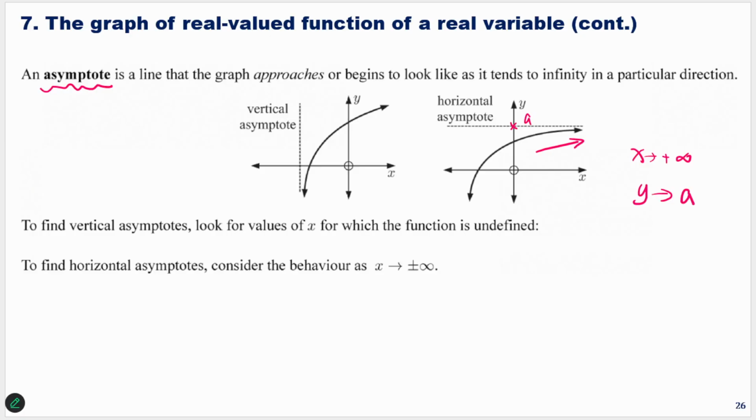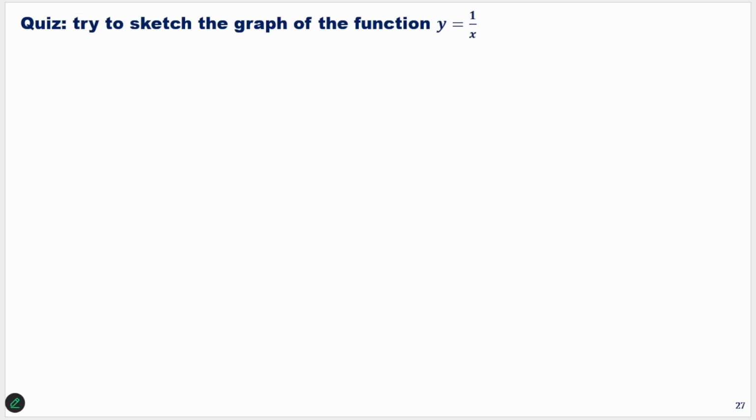Alright, if you don't have any questions, let's consider a quiz. Can you try to sketch a graph of this function? We haven't talked about what type of function it is. It's actually called a power function. But can you give it a reasonable guess? What does this graph look like? Do I just draw on your screen? Yeah, you can just draw on the screen.